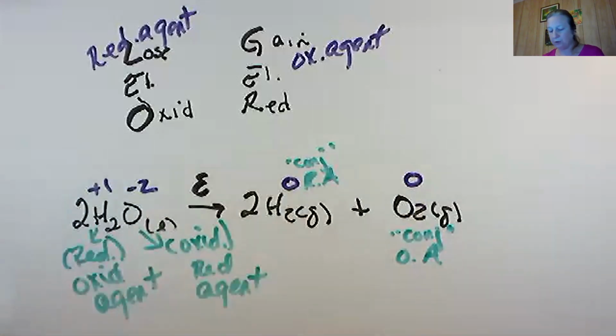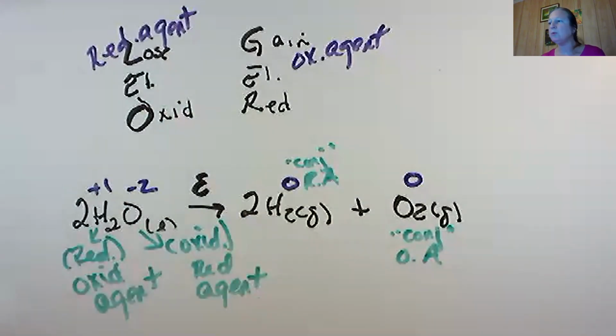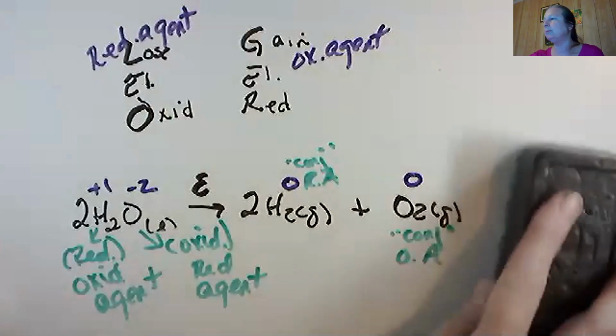you will say the hydrogen, not an ion, this is not an ion, this is a molecule, is being reduced. It is the oxidizing agent. The oxygen is the reducing agent because it's being oxidized. Okay? So the first one, yes, that is a redox reaction.